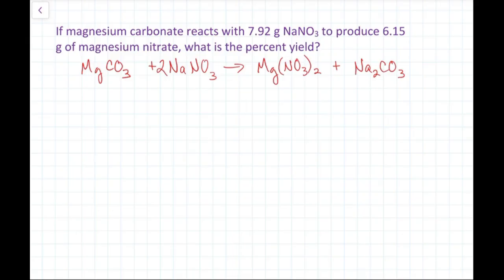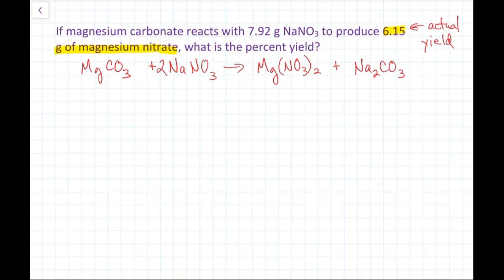The first thing we have to do is maybe highlight or underline what's been given to us in the problem and recognize what it is. So we have this 6.15 grams of magnesium nitrate. It's telling you that you made that. It's not telling you that you had that available. It's telling you that's how much you actually made. So this is my actual yield. This is the number that would have been taken from a lab measurement if we had actually done this lab. Okay, so that's your actual yield.